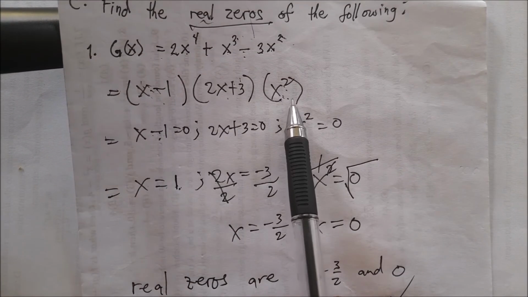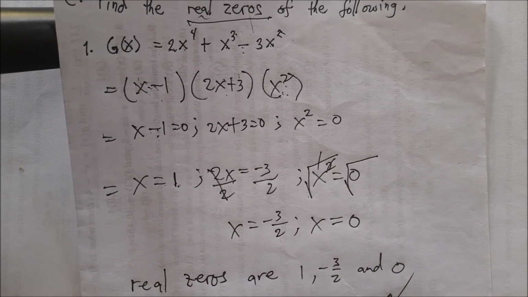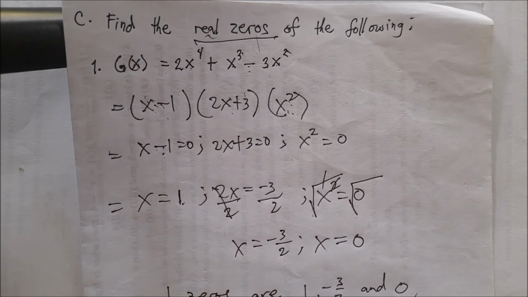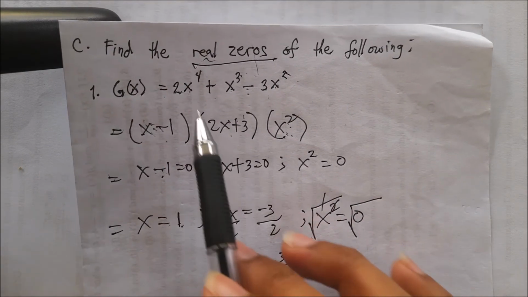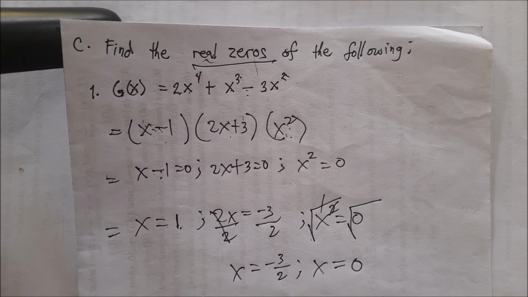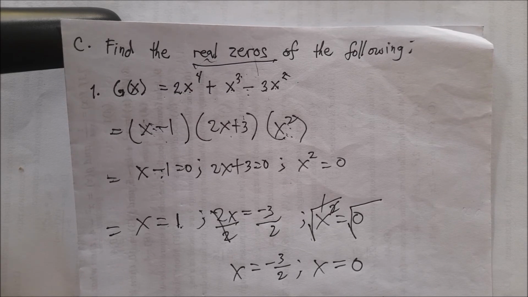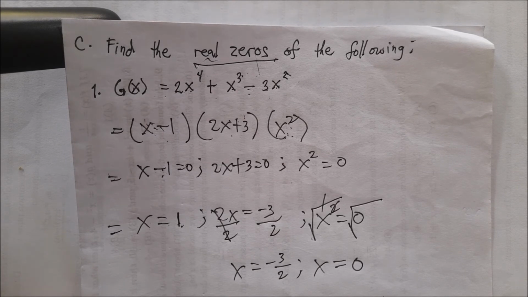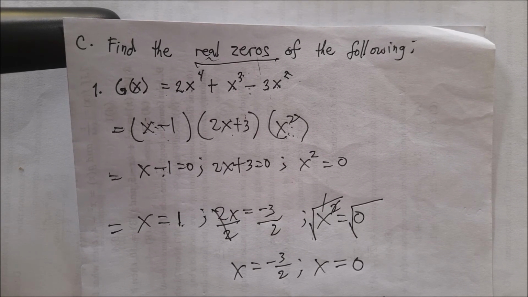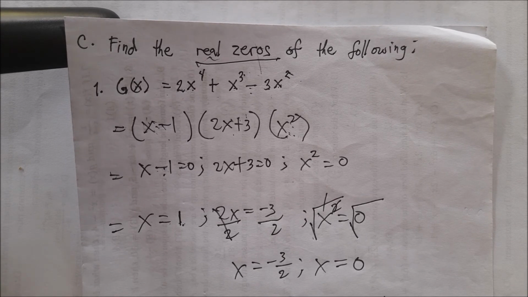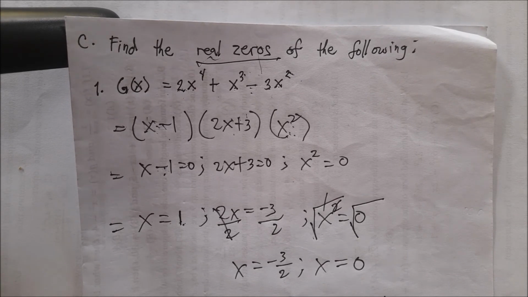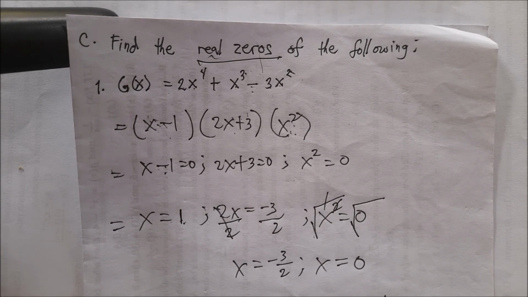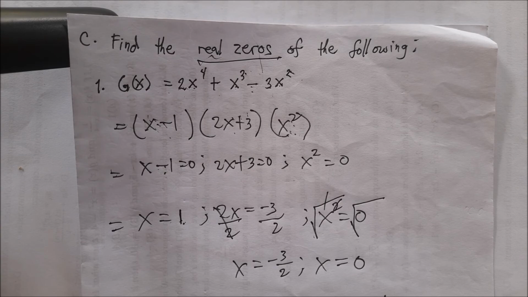You can use factoring if you know how to factor the equation, and if you can't factor, then you can use synthetic division. Always remember, when you find the real zeros using synthetic division, keep guessing the divisor until the remainder becomes 0. If the remainder is not 0, the divisor that you chose is not a real zero. It becomes a real zero in synthetic division if the remainder is 0. That's it.